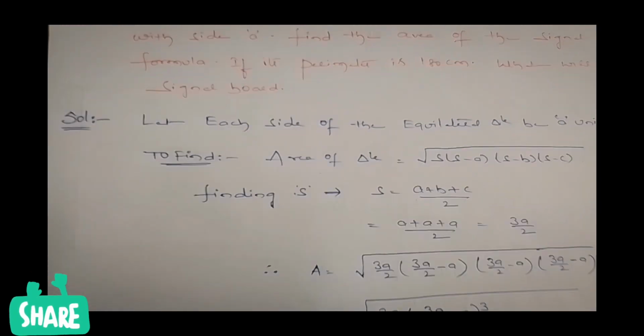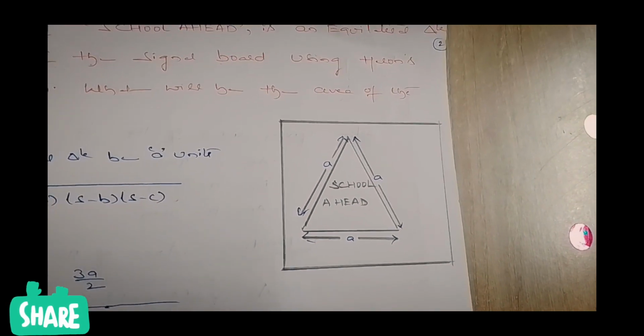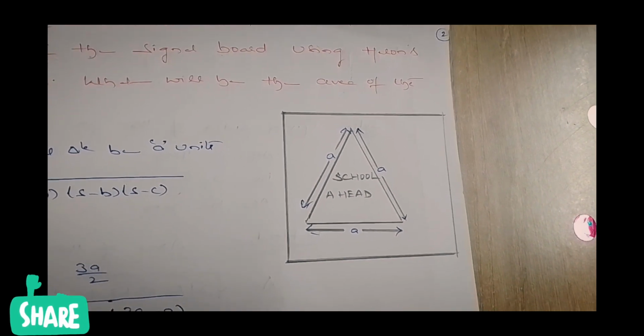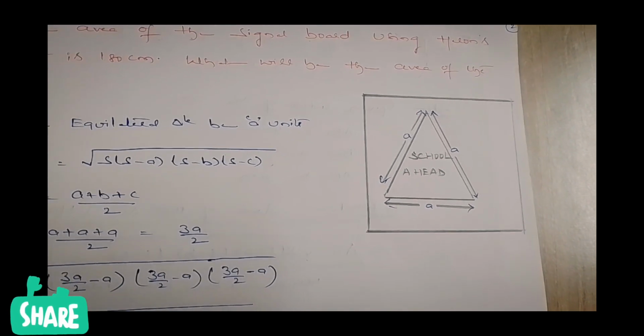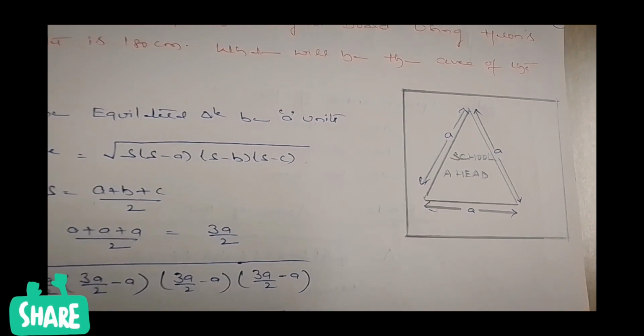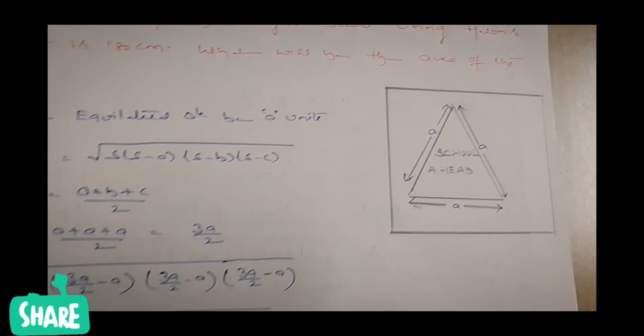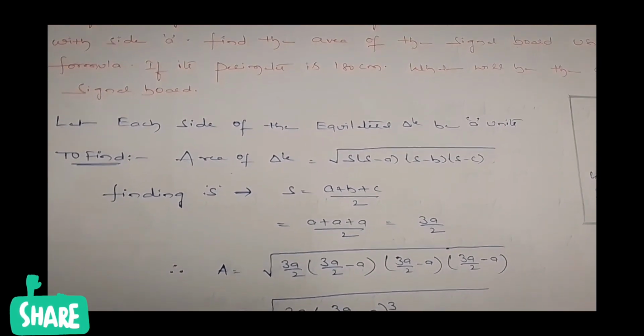Okay, first take down a rough figure, guys. The school ahead signal board is in the shape of a triangle, and it is given that it is an equilateral triangle. So in an equilateral triangle, all the sides will be the same, right? I have taken each side as A units. Let each side of the equilateral triangle be A units.